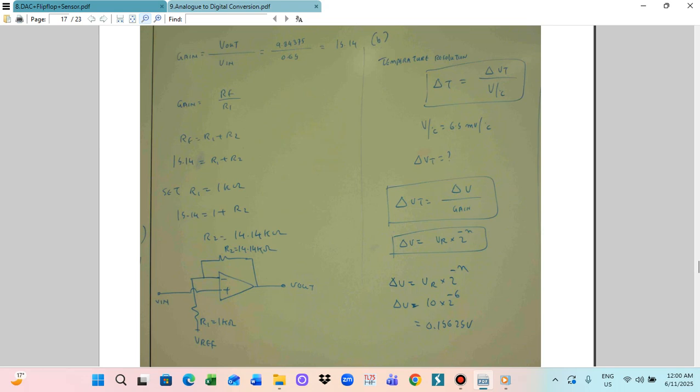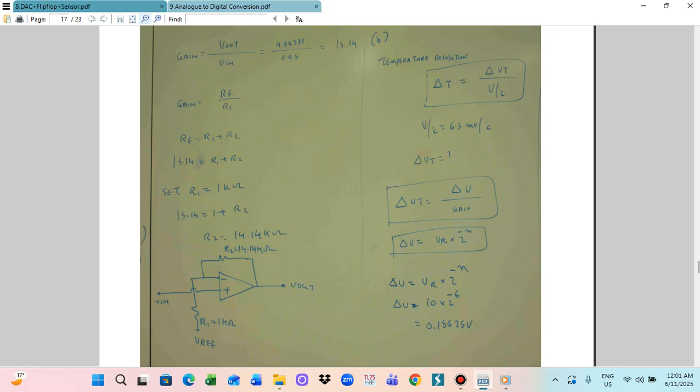So the circuit goes like this. This one will be R1, the 1K, and then this one will be R2, 14.14K. Then you get the Vout, this one is the Vin here, and this is Vreference. This is how we can calculate the analog digital converter circuit. This is the temperature measurement sensor, so in this case we utilize the analog digital converter circuit for the sensor circuit.